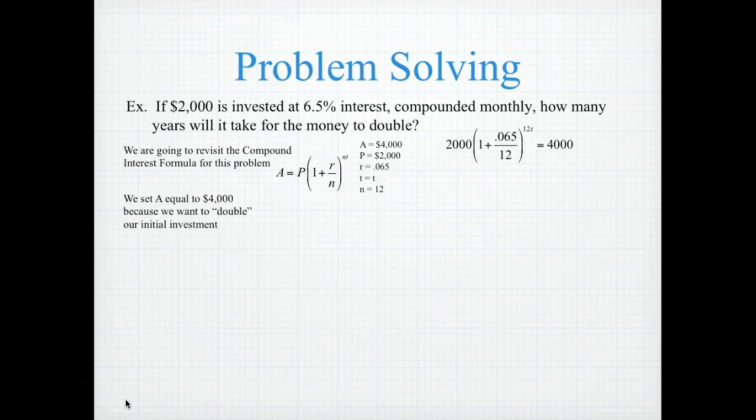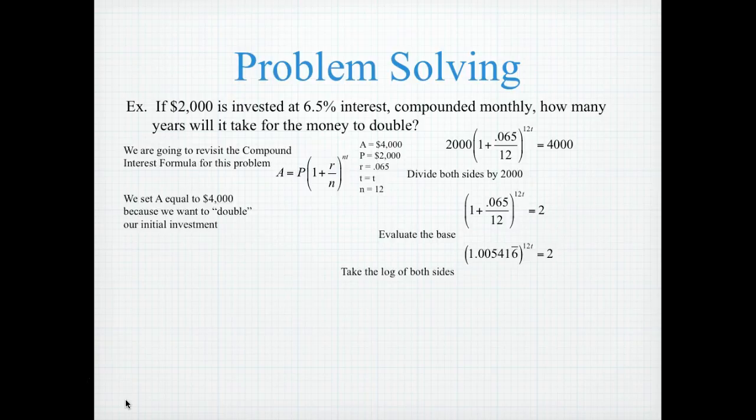Now simplifying all that on the left, first we have to divide both sides by $2,000, which gives us 1 plus 0.065 over 12 to the 12t power is equal to 2. Now we have to evaluate the base, so putting that into a calculator, 1 plus 0.065 over 12 is equal to approximately 1.005416, repeating.